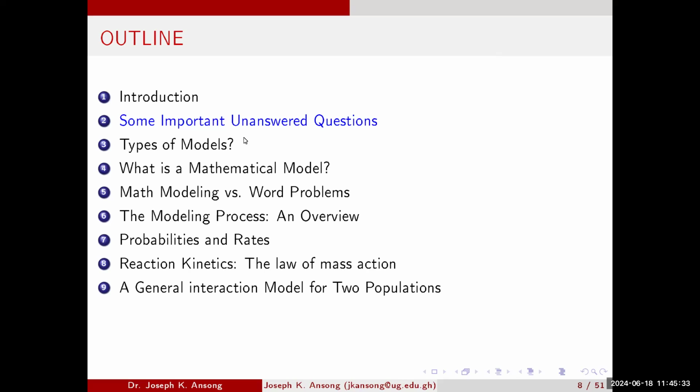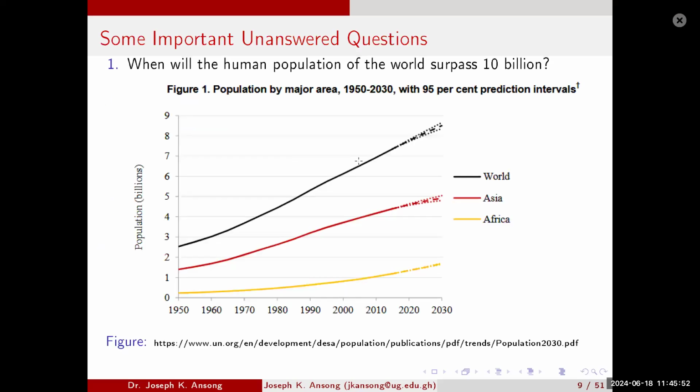Here we will cover some important unanswered questions, and then we'll look at some types of models, and define what a mathematical model is. And then later on we'll look at these other ones. So, what are some important unanswered questions?